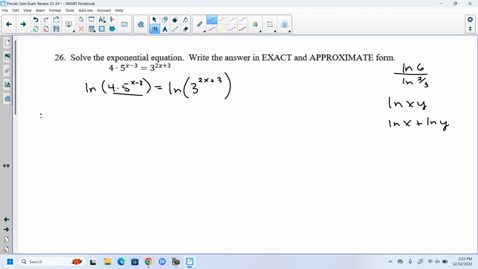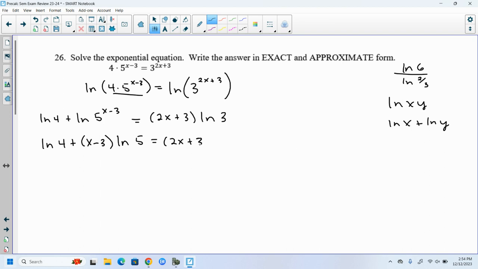This will split apart into the natural log of 4 plus the natural log of 5 to the x minus 3. And then this one does not have a product, so I can go ahead and move that exponent out in front, and I get 2x plus 3 times the natural log of 3. All right, natural log of 4 plus now x minus 3 will come out in front as a constant times the natural log of 5 equals 2x plus 3 times natural log of 3.